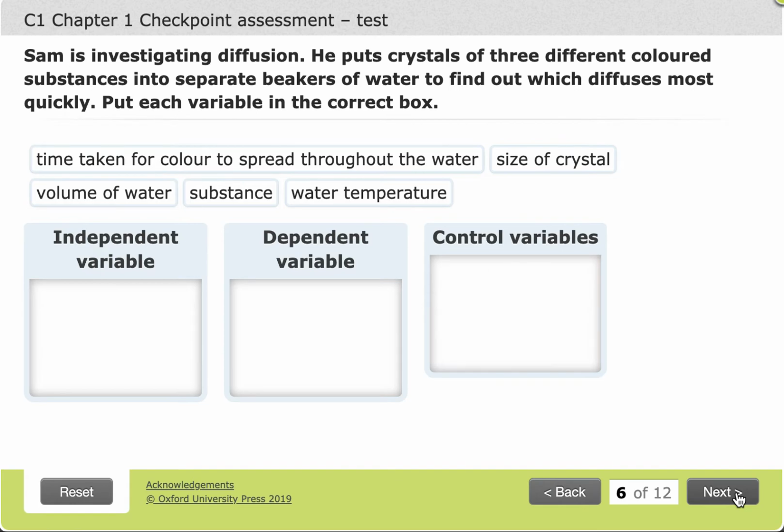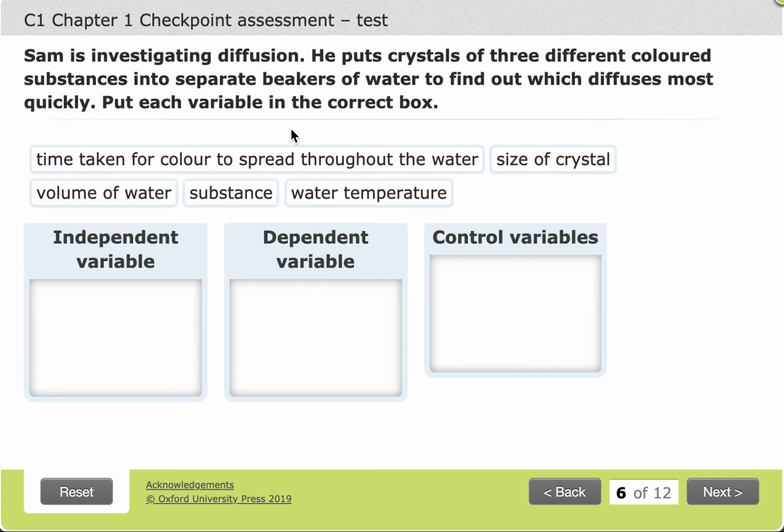Final one for this one. Don't worry about this one too much if you're having trouble with variables. We've got Sam investigating diffusion. He puts crystals of 3 different colored substances into different beakers and wants to find the one which diffuses most quickly. So, in this case, he wants to think about the crystals and how quickly they diffuse. And so that means what he's going to be measuring is the time.